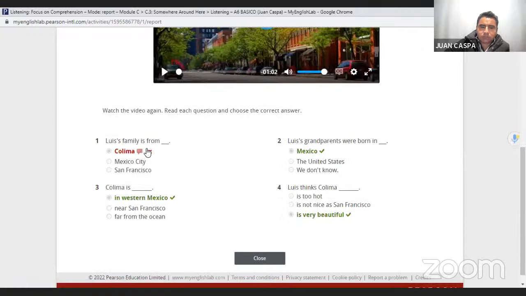Luis's family is from San Francisco, right? But his grandparents, this is the other one, right? Were born in Mexico, but his family is from San Francisco. Yes, only that. And let's continue, please, with the other ones. Okay, let's check out the other listening activities also. Okay, more or less this is. So let's do it, please.